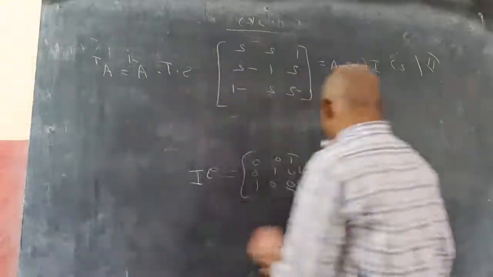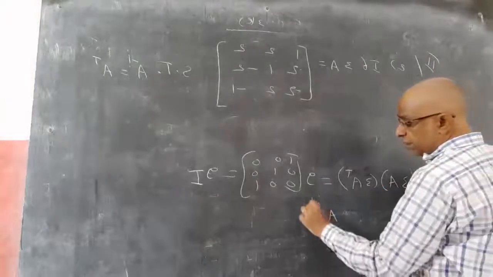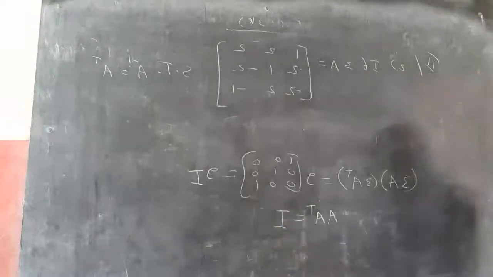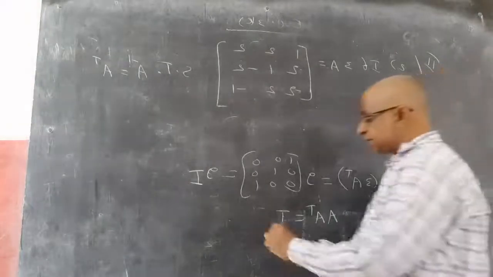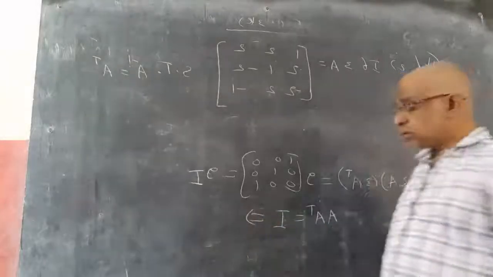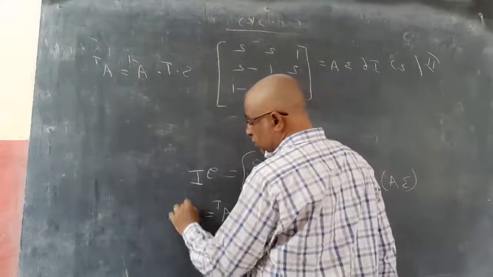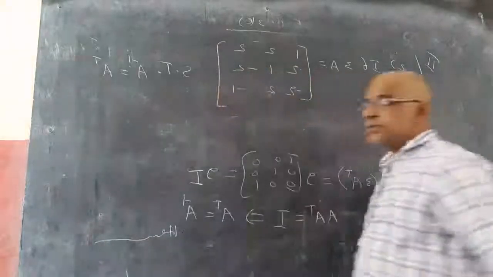So if I cancel 9 on both sides, 3 times 3 is 9, what is left is A into A transpose equal to I. AB equal to BA equal to I implies B is A inverse, I told. So A transpose equal to A inverse. Hence true.